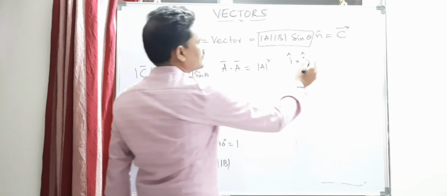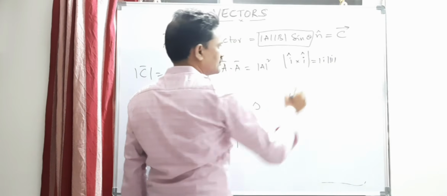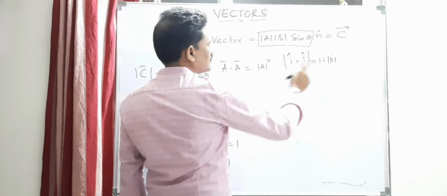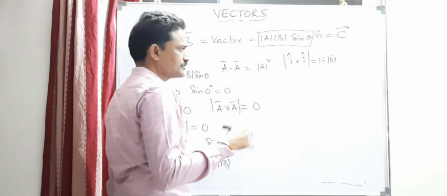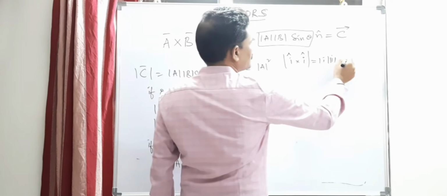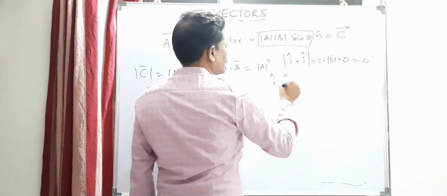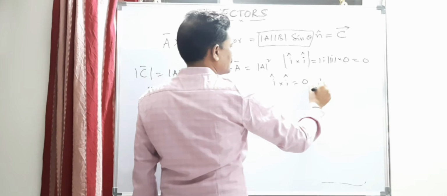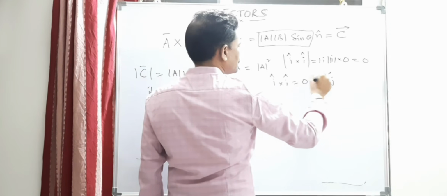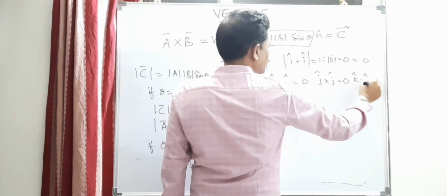So I cross I is equal to, if I take the magnitude, mod I into mod I, and the vector makes 0 degrees with the same vector. So sin 0 is 0, so we'll get 0. So from these identities, can I write I cross I is equal to 0, J cross J is equal to 0. In the same way, K cross K is equal to 0.